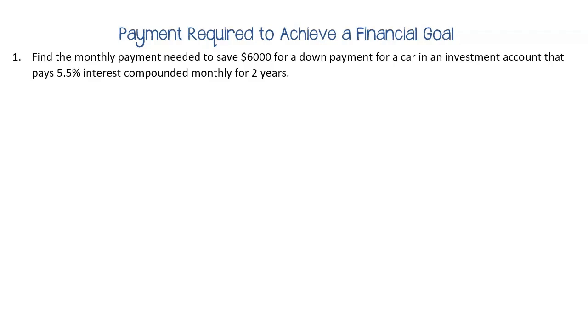Find the monthly payment needed to save $6,000 for a down payment. So I want $6,000 in the future. This will be my future value. This will be the down payment for a car, an investment account that pays 5.5% interest. So this written as a decimal will be 0.055, compounded monthly. So this will be little n equals 12. And then our time is 2 years.